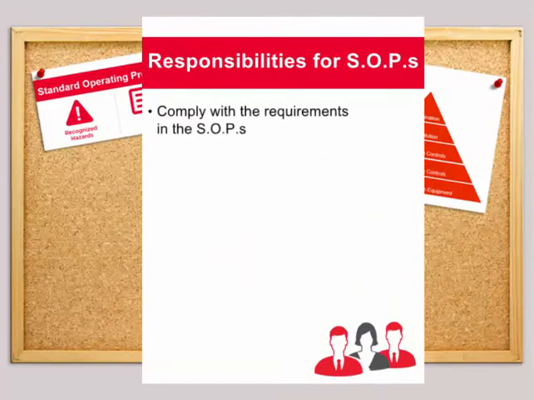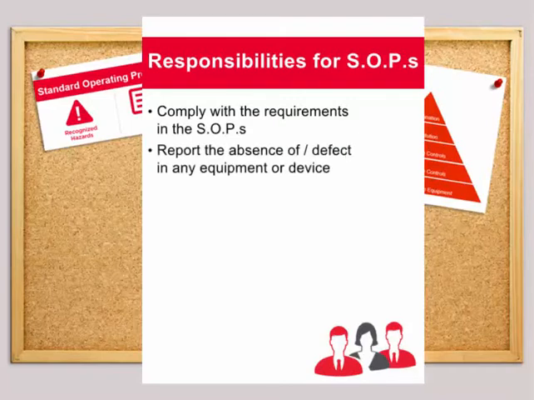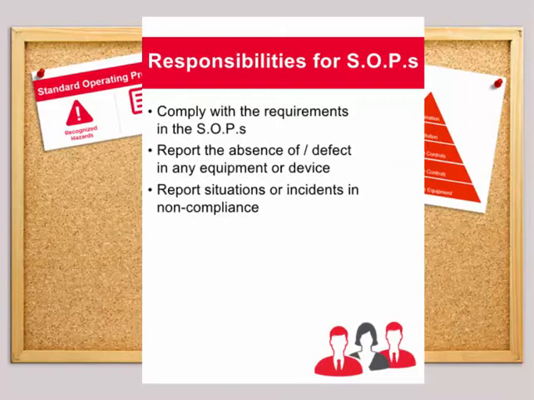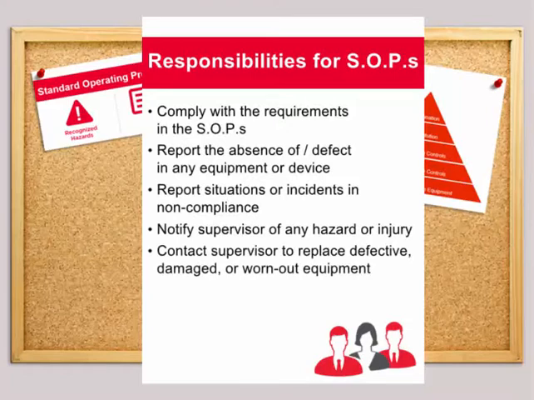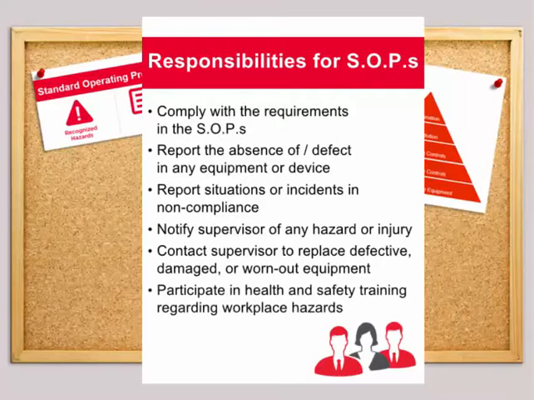You must comply with the requirements outlined in the SOPs, immediately report the absence of or defect in any equipment or protective device, immediately report all situations or incidents where there is a non-compliance with this procedure or applicable provincial occupational health and safety legislation. Immediately notify your supervisor of any hazard or injury. Immediately contact your supervisor to replace defective, damaged, or worn-out equipment, and participate in health and safety training regarding workplace hazards.